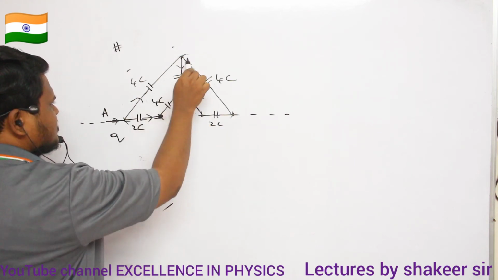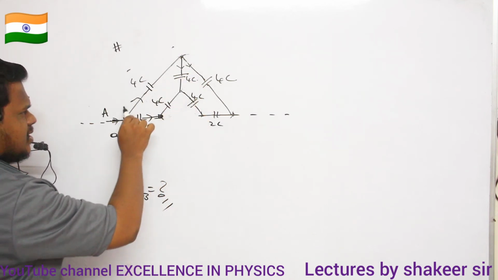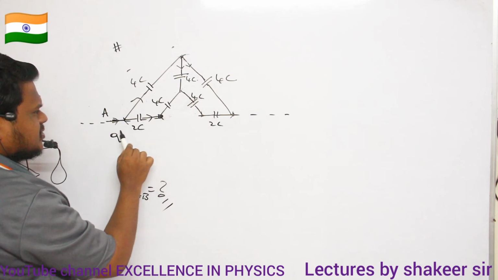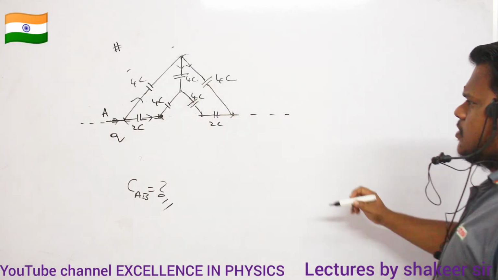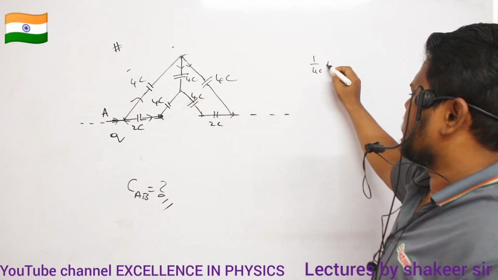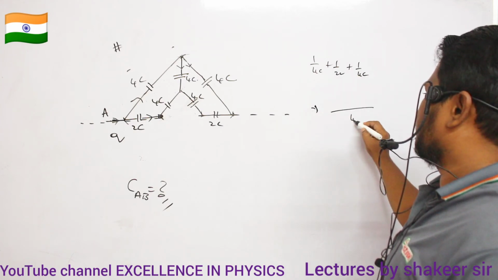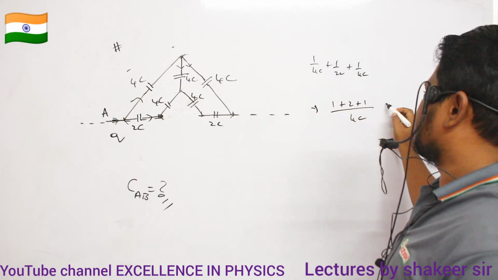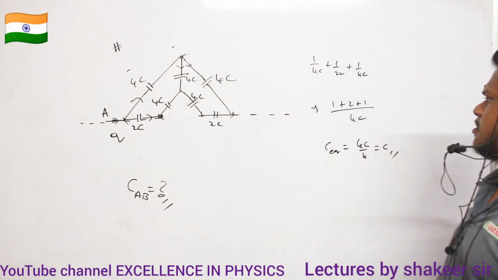And next, this 4C, this total equivalent, and this 4C, they are in series connection. And all of them, they are in parallel again with 2C. That's all, no? So just to do the calculation now. This 4C, 2C and 4C, they are in series connection. So 1 by 4C plus 1 by 2C plus 1 by 4C. Clear, no? So 4C, if I take LCM, then 1 plus 2 plus 1 is how much? So C equivalent is equal to 4C divided by 4. It is equal to C.